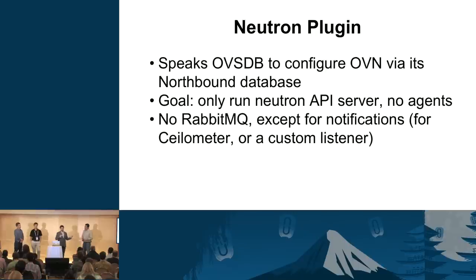And the goal, effectively, is that the only part of Neutron you're running is the Neutron API server. So you've got the API server running with the OVN plugin, and then the rest of it is effectively taken care of by OVN, as opposed to the various Neutron agents that would be used today. So there's no RabbitMQ in this case, except for notifications. If you're using notifications consumed by Solometer or some custom listener, there may be Rabbit in that case, but there's not the use of Rabbit amongst a bunch of Neutron agents. All of that's replaced by OVN and its database architecture.